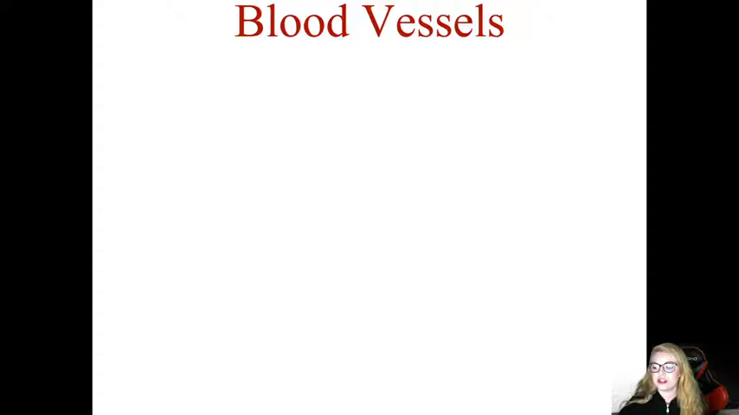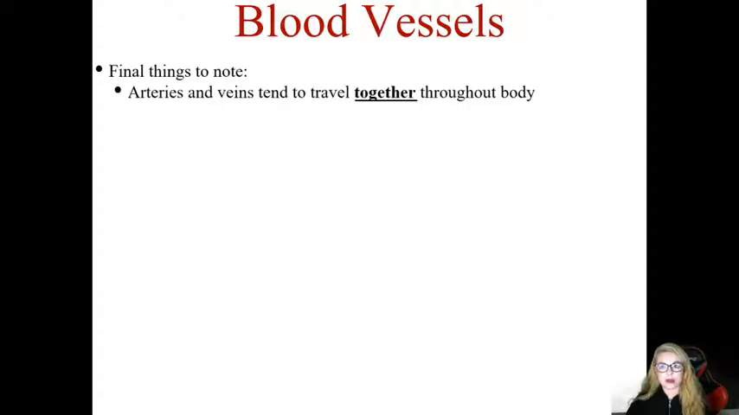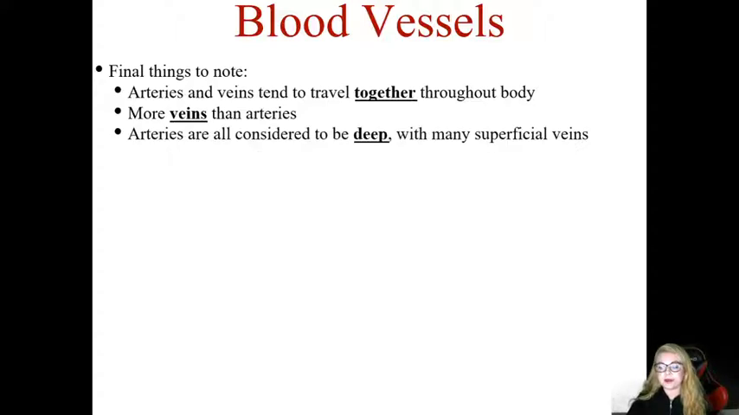Okay, and so just some final things to wrap up and note in regards to arteries and veins. Arteries and veins typically tend to travel together throughout the body. So where you find one artery, you're probably going to find a vein, and vice versa. There are more veins than arteries, as we said just a second ago. Roughly two-thirds of your blood is in a vein at any given time, so that should make sense because we have more veins than arteries.